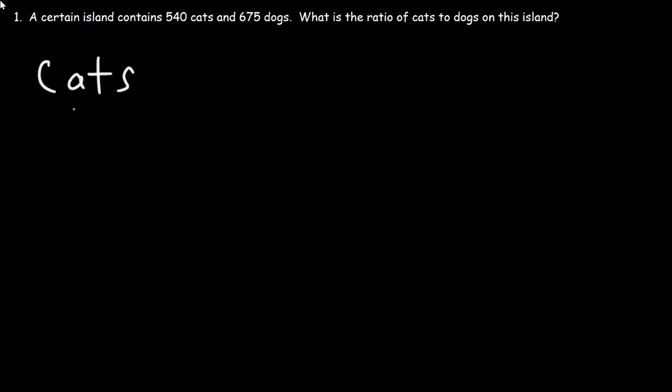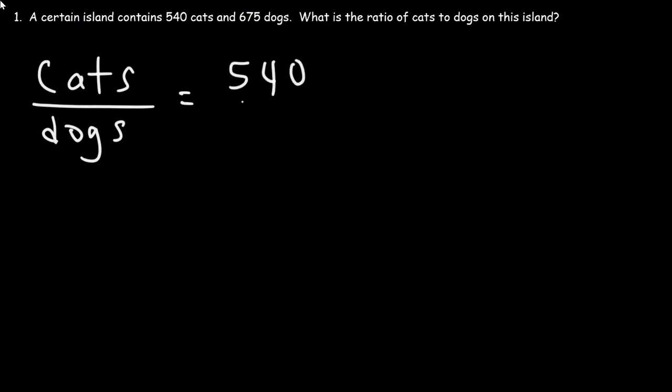One way in which we could do so is by setting up a fraction. Since cats came first, we're going to put it on the top of the fraction. And dogs came second, so we're going to put that on the bottom. So there's 540 cats and 675 dogs. Ratios and fractions, they're interconvertible. You can put a ratio into a fraction, or you can convert a fraction back into a ratio.